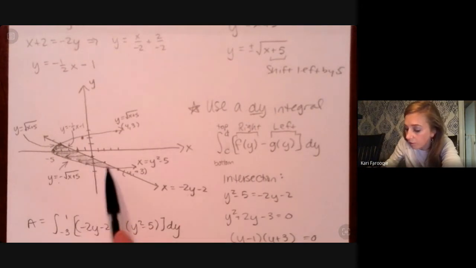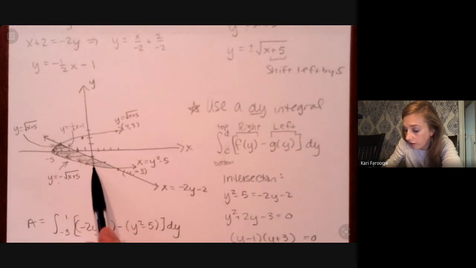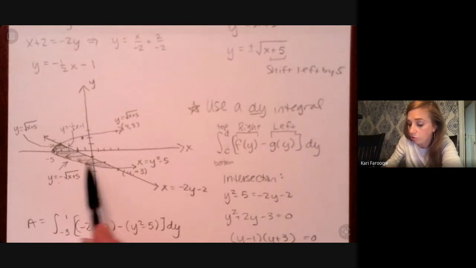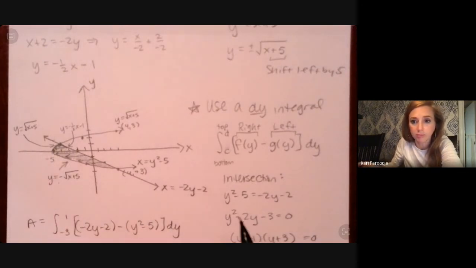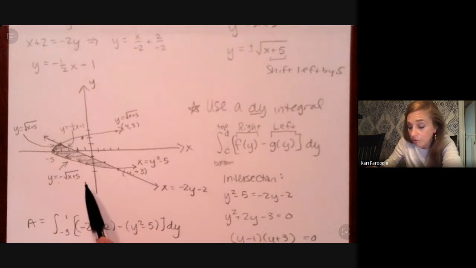As long as my starting point is this line over here on the right, negative 2y minus 2, and if I move horizontally to the left I end up on this parabola, and that's true throughout the entire region, then I'm always going to have the left function be the parabola and the right function be the line. That's what I do. You can do the same thing for top minus bottom for the dx integrals, but this is how I think about it for dy.